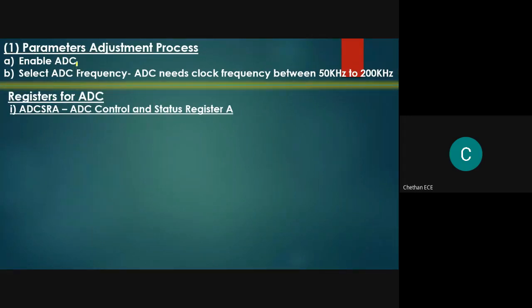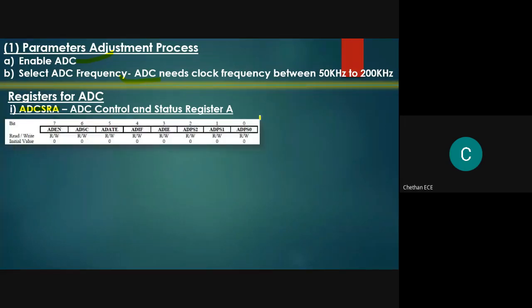Okay, how can we do this? Firstly, I have to enable the ADC, and we have to select the ADC frequency. This ADC frequency has a range of 50 kilohertz to 200 kilohertz. Both can be accomplished by an important register called ADCSRA. ADCSRA is nothing but the ADC control and status register A, and this register is basically an 8-bit register.